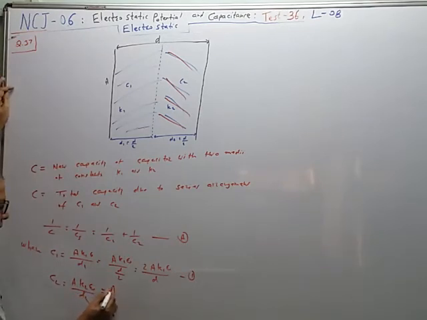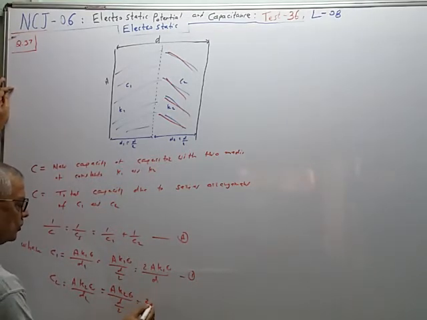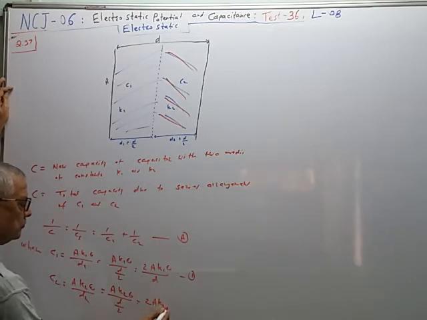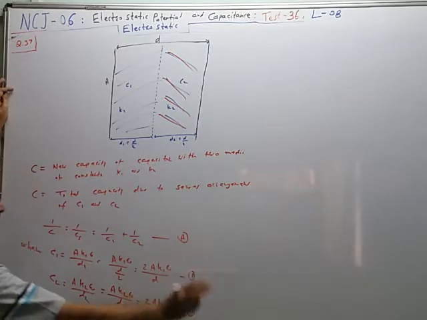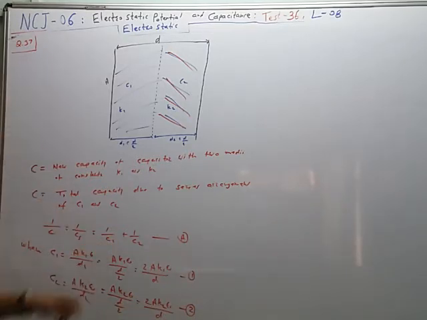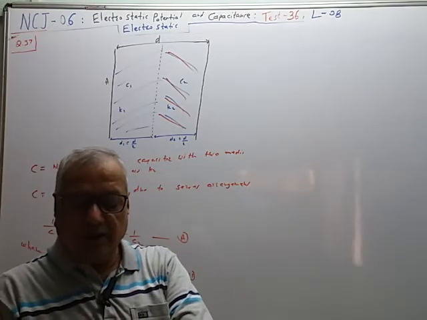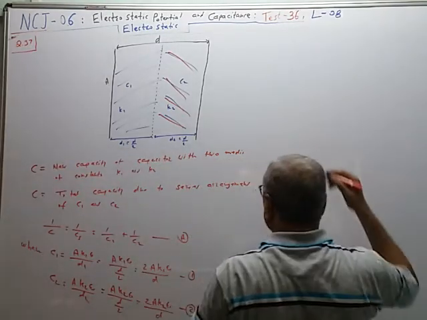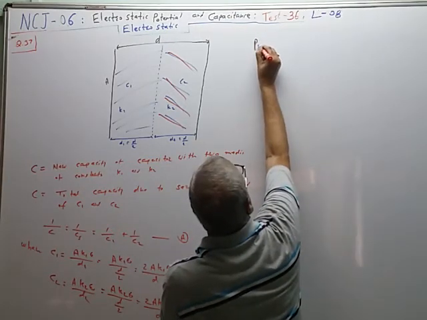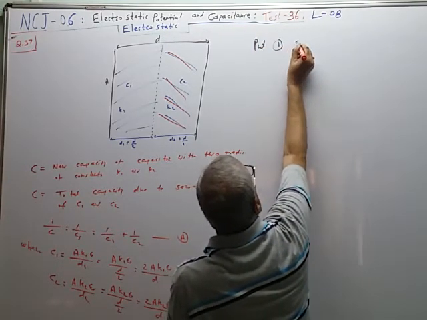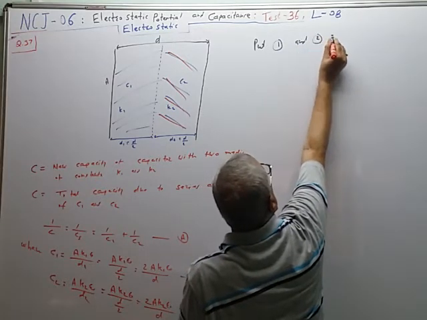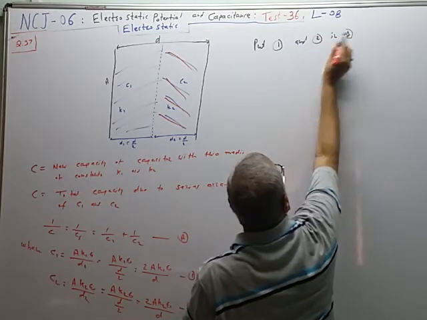So this is equal to A K2 epsilon naught upon D by 2. So that is equal to 2 times A K2 epsilon naught upon D. This is equation 2. So put this value in equation A. We will get the required answer. Put 1 and 2 in equation capital A.